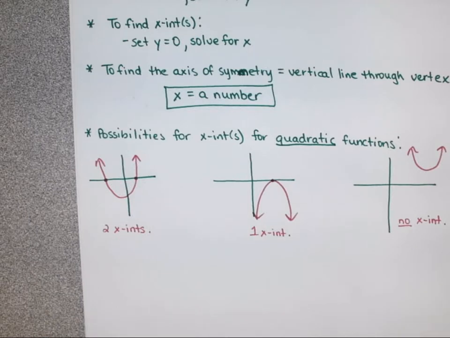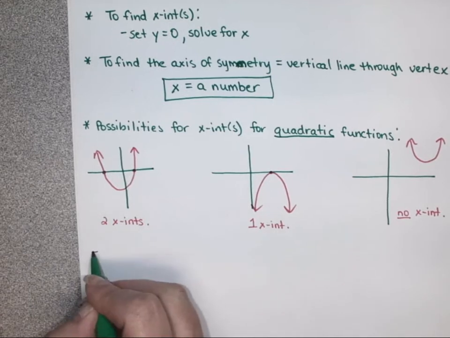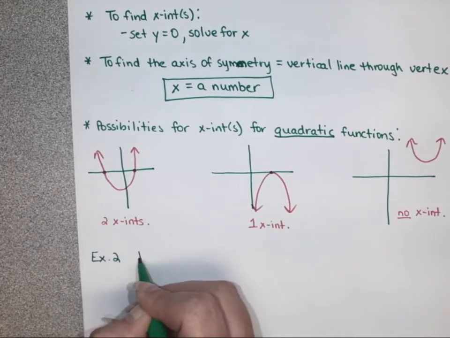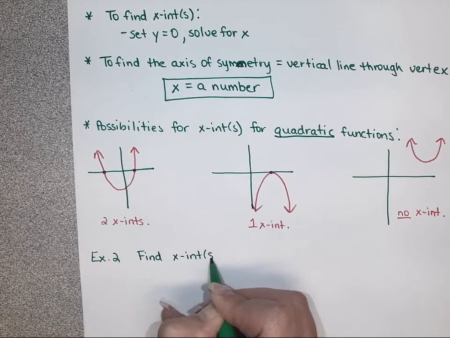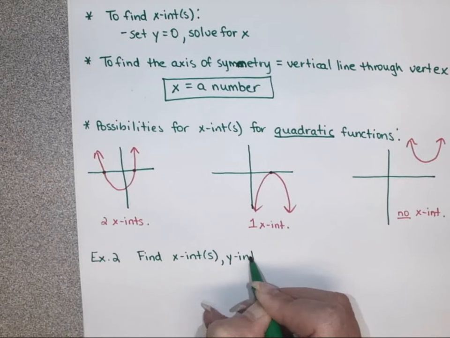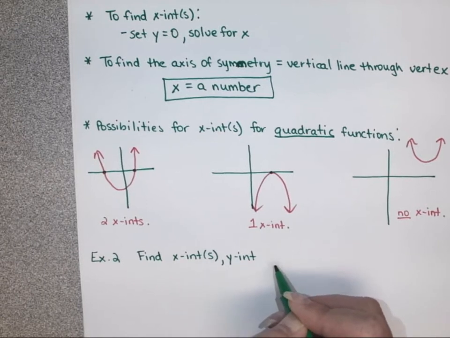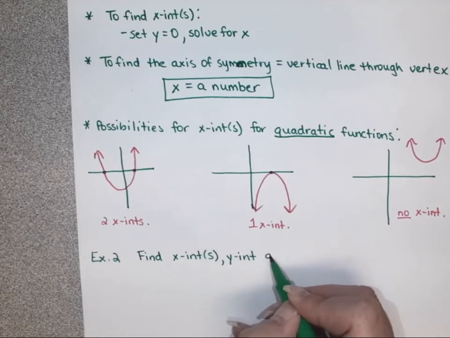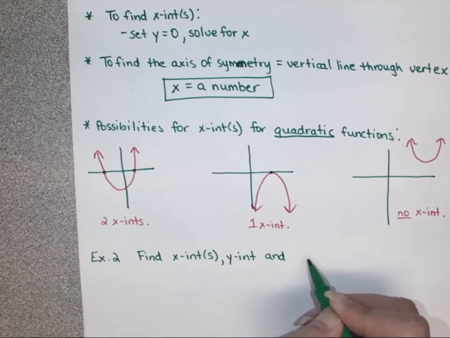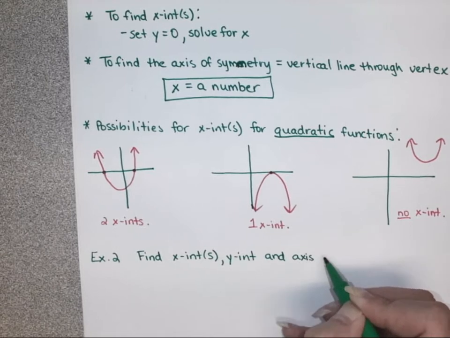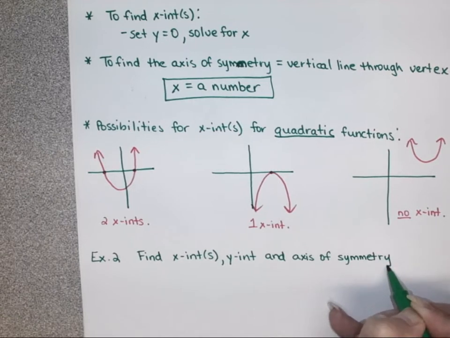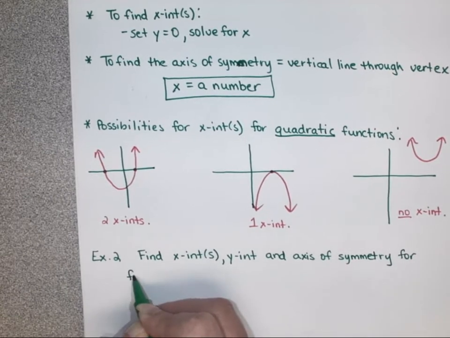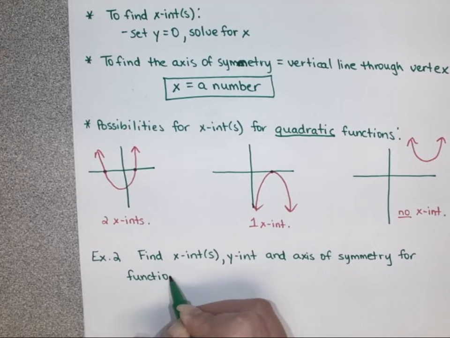Okay, so let's look at a basic one with pretty small numbers, and let's see if we can find all the pieces of the parabola and then eventually graph it. So I want you to find the x-intercept, the y-intercept, and the axis of symmetry for the function in 1b.